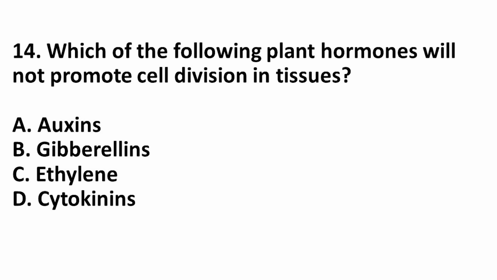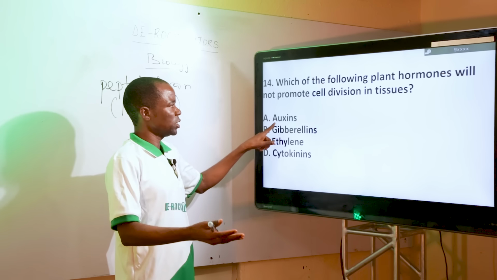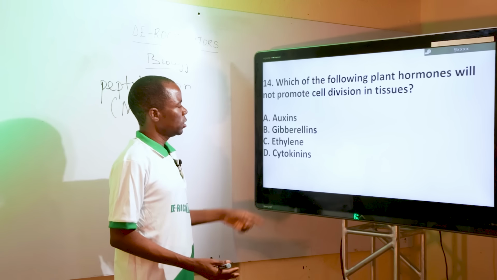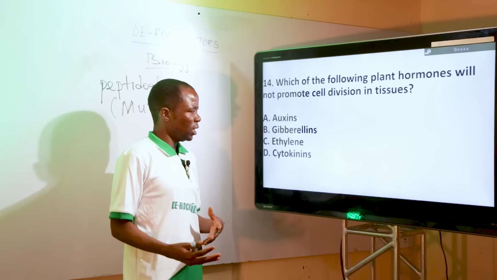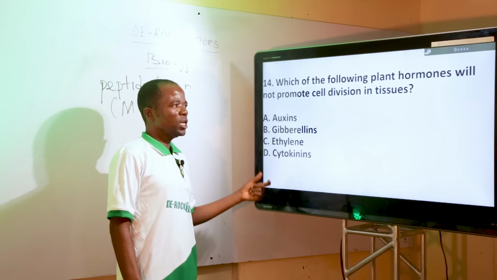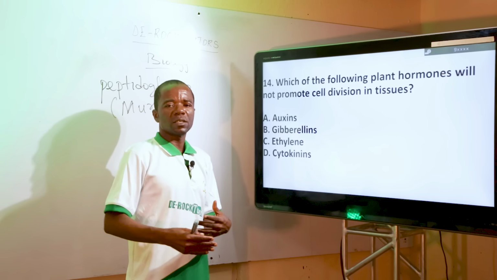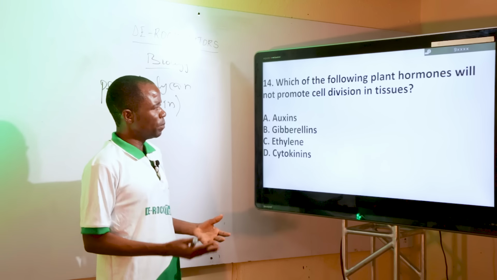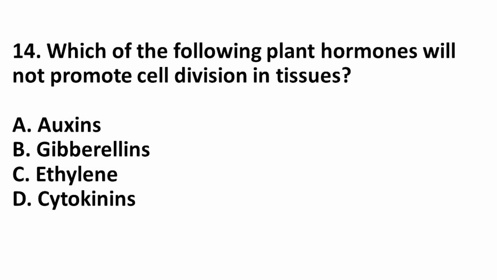Which of the following plant hormones will not promote cell division in tissues? Auxin definitely promotes cell division, as one of its functions. Gibberellin also helps in cell division. Cytokinin also helps in cell division. So the obvious choice here is option C. Ethylene is a plant hormone, and its major function is that it aids ripening of fruits. It doesn't bring about cell division in tissues. So for number 14, the correct answer is option C, ethylene. Let's take a look at number 15.